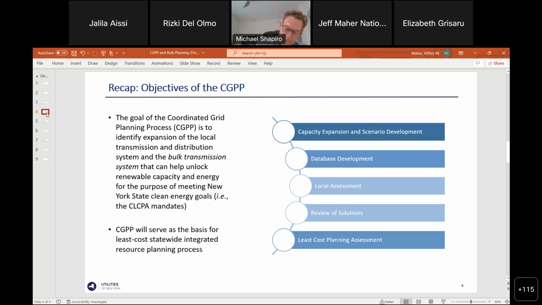renewable resources. Once we've completed that local assessment and understand what the barriers are to delivering these renewables, we move into developing solutions and then reviewing those solutions, looking at the state from a coordinated perspective across all of the utilities, across all of the transmission, distribution, and even the bulk system, to make sure that these solutions fit together as part of a cohesive plan. And then at the last step, we're going to take those solutions and go back to that capacity expansion model that we started with and understand the value of those projects, understand the value of those solutions and how they fit in with this idea of doing least cost planning.